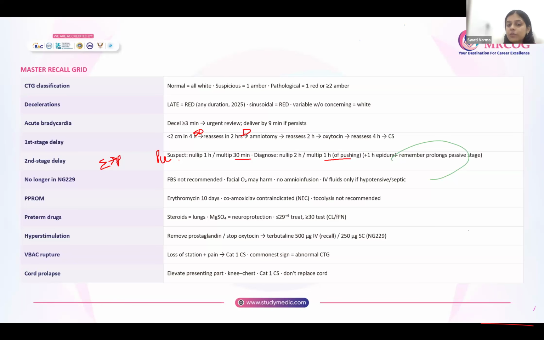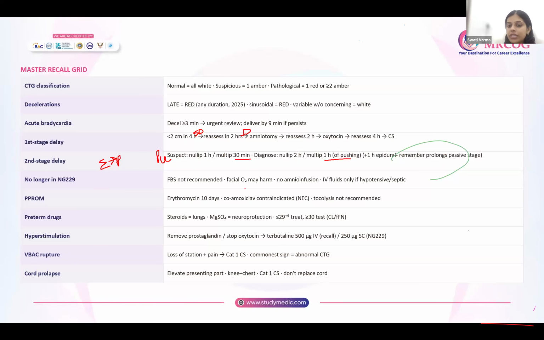Okay. So suspect delay in nullipara after 1 hour, diagnose delay in nullipara after 2 hours. Suspect delay in multipara after 30 minutes. Diagnose delay in multipara after 1 hour of total pushing. Epidural, remember, prolongs only the passive stage.